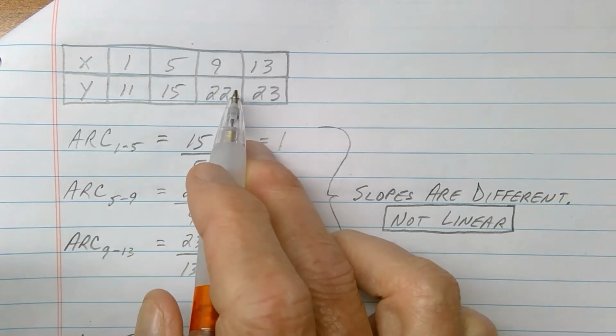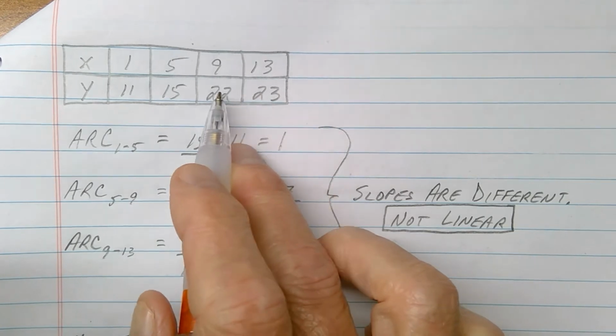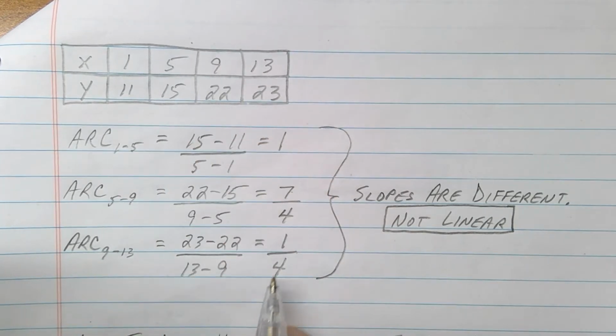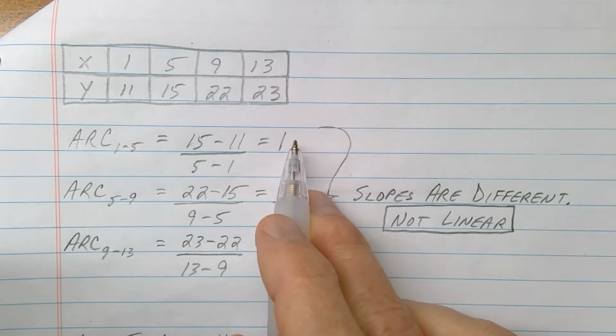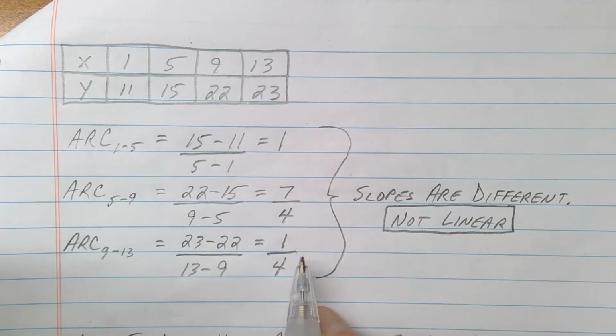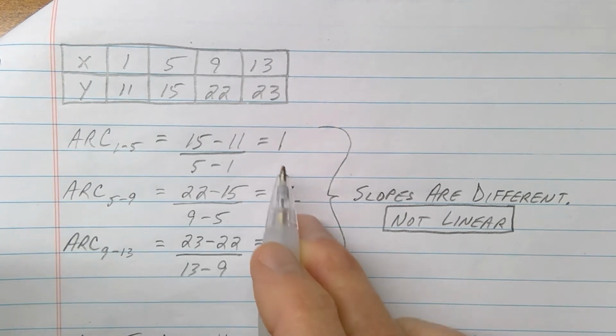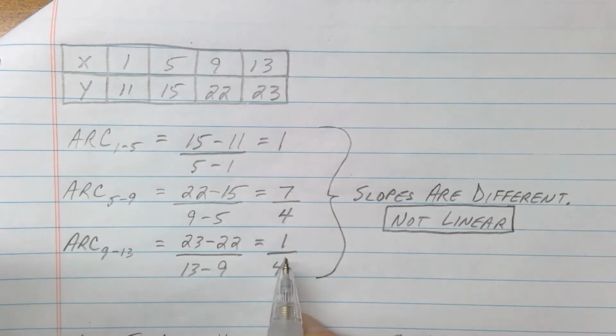I'm going to go ahead and check that last set of points here and do 23 minus 22 over 13 minus 9. And now I get a slope of 1 over 4. So the slope has changed yet again. It changed from 1 over 1 to 7 over 4 to 1 over 4. This slope is constantly changing. This is some kind of curve.